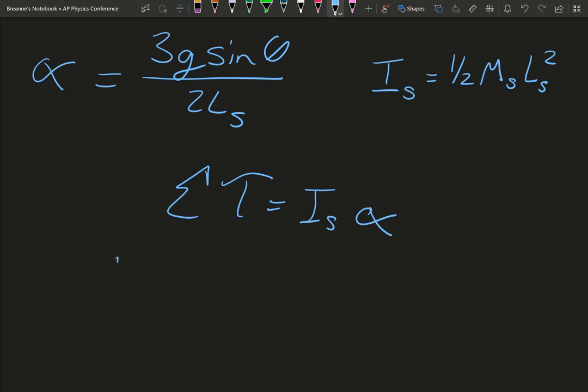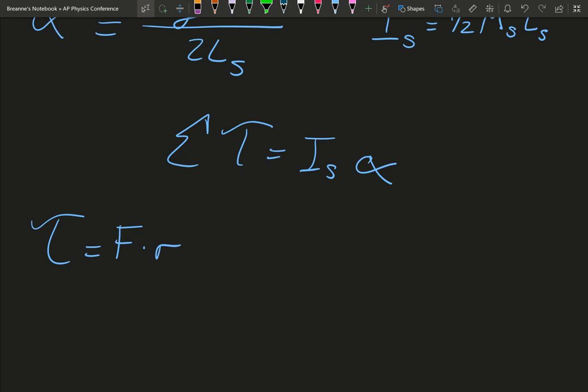So you have your force of gravity, but your force of gravity is linear. If you remember, torque is your force times your radius, right? Well, in this case, we know the length, but we don't know the radius. So our radius would just be our Ls divided by 2, because that's half of that.